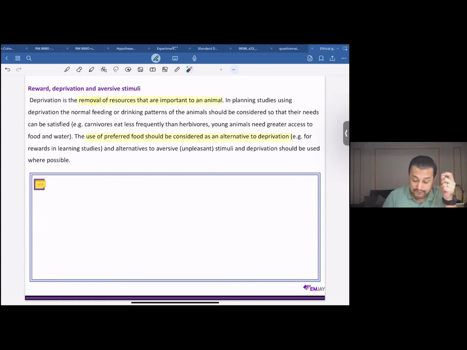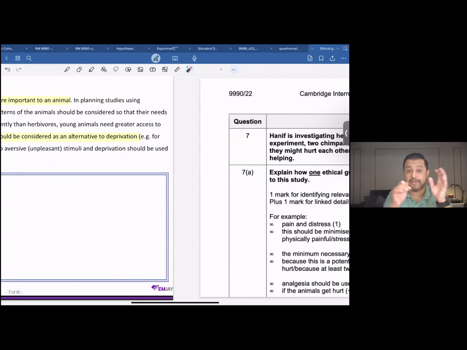Deprivation is the removal of resources that are important to an animal. In planning studies using deprivation, the normal feeding or drinking patterns of the animal should be considered so that their needs can be satisfied. The use of preferred food should be considered as an alternative to deprivation. For example, rewards in learning studies, and alternatives to aversive, in other words unpleasant, stimuli and deprivation should be used where possible.